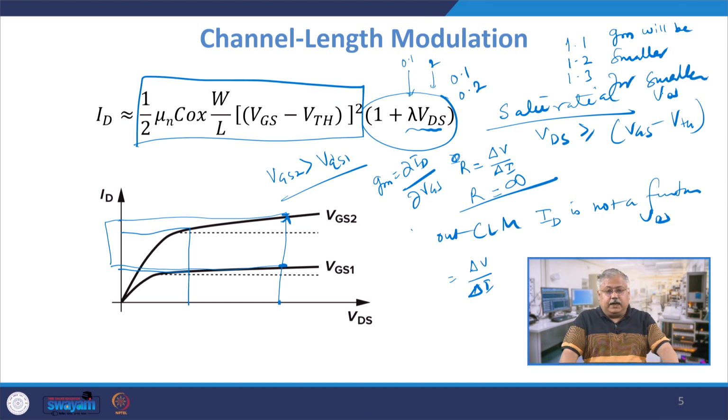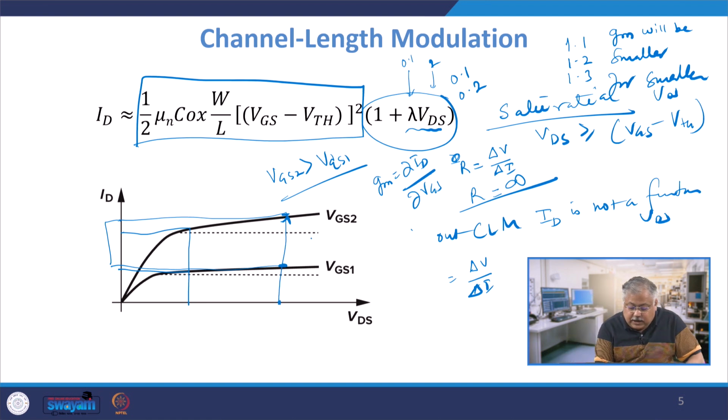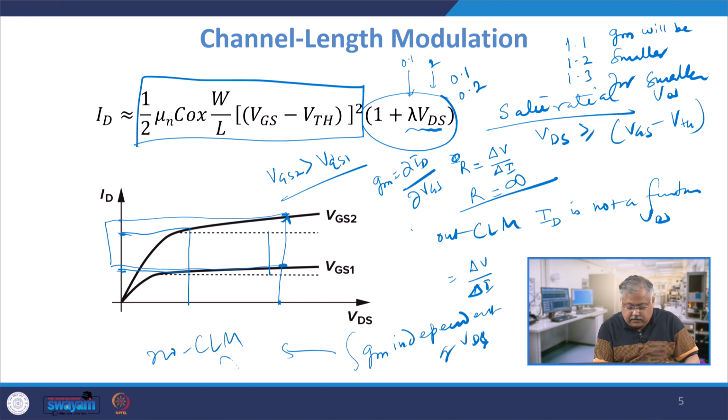This is one thing, correct? If there wouldn't have been any CLM, then how should I take the transconductance? This and this divided by these two, which means that GM will be almost independent of VDS when there is no CLM, or my lambda equals 0, right? So GM now becomes a function of VDS.